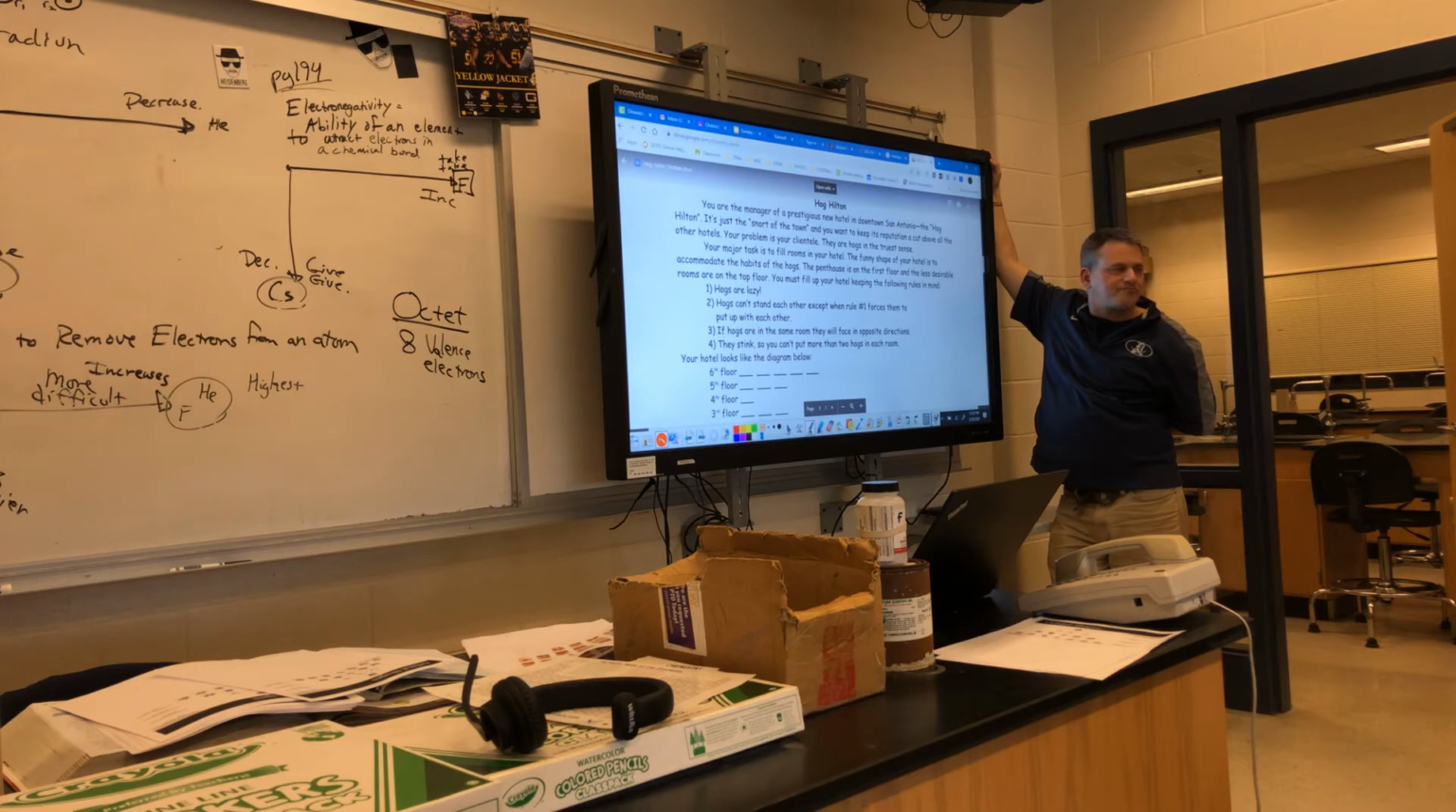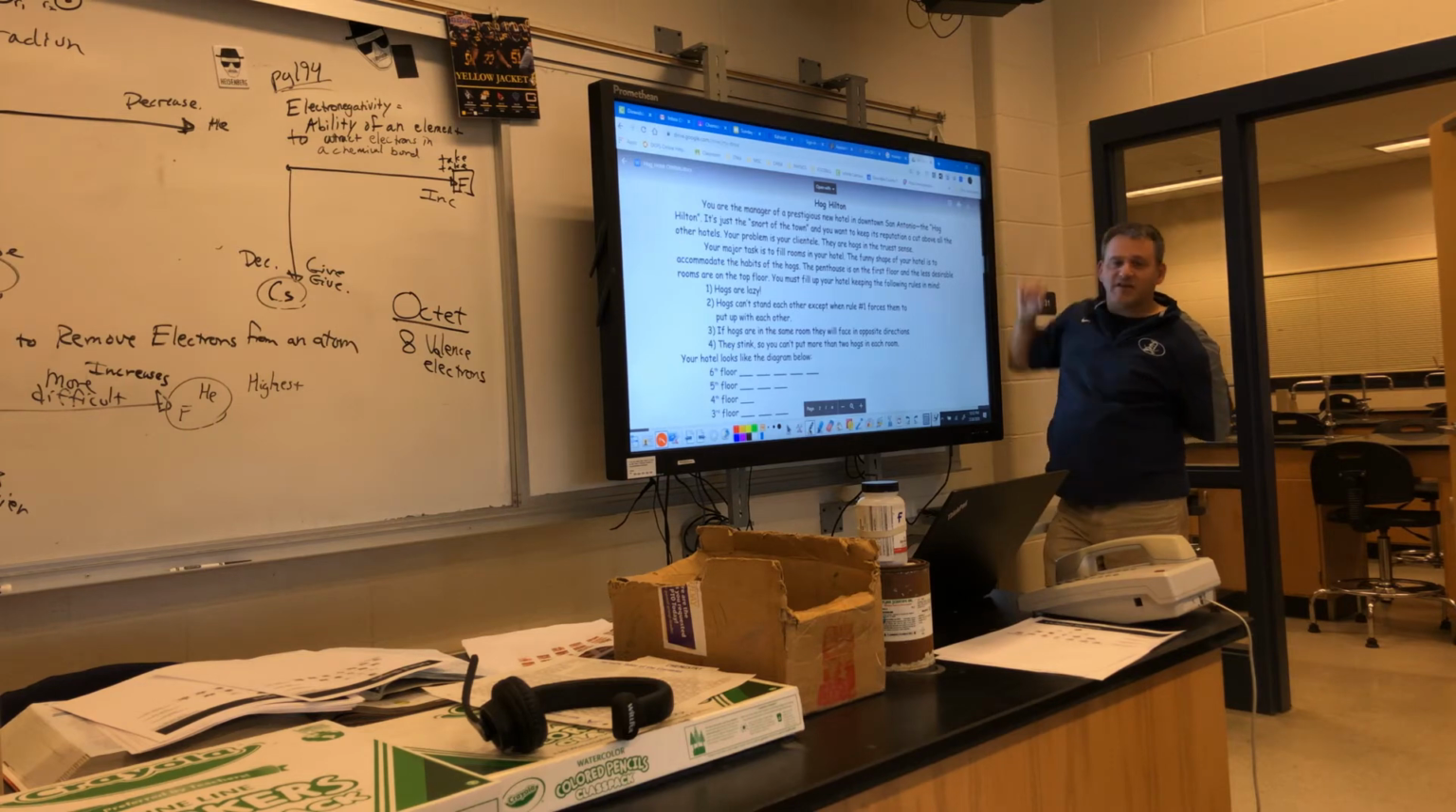Okay. So, hogs are lazy. They can't stand each other. They don't want to walk up the stairs. They don't want to face each other. They don't like to face each other's faces. Okay, they want to face in opposite directions.